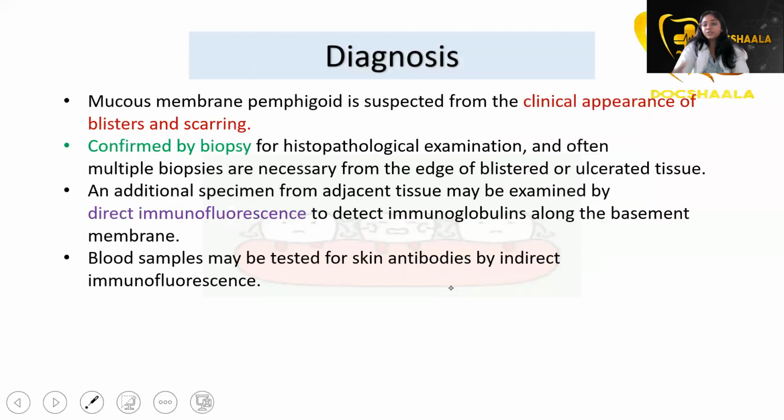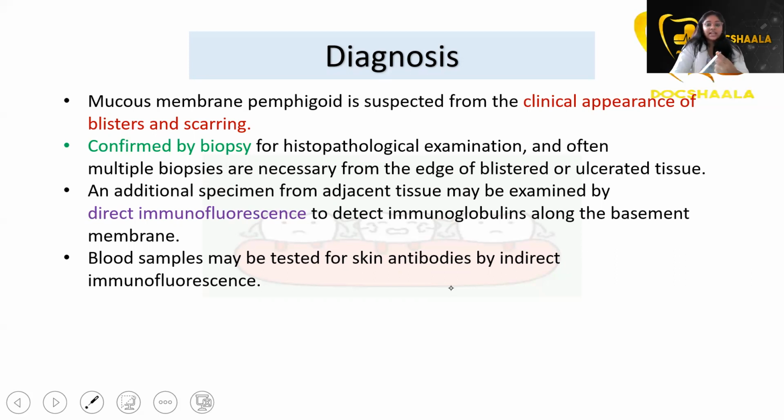Okay. Then coming to the diagnosis. Most of the diagnosis is made through the clinical features only. That is why, when we are suspecting any such condition, we have to examine at least the eye, mouth, and skin. These three we have to examine at least. It's not regular that we examine the genitals. So we see blisters and scarring, and it is confirmed by biopsy, of course.